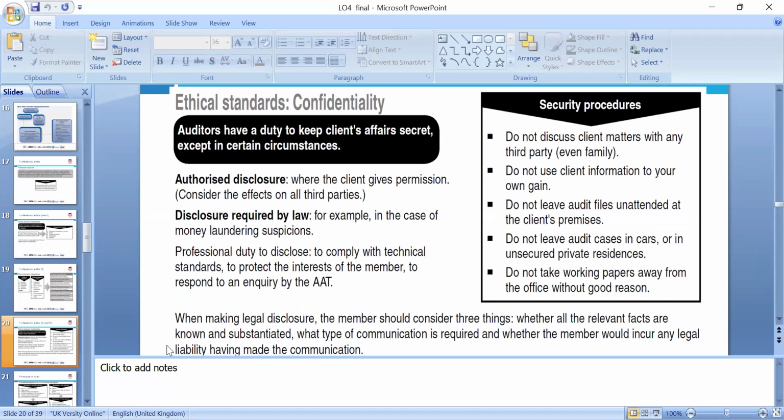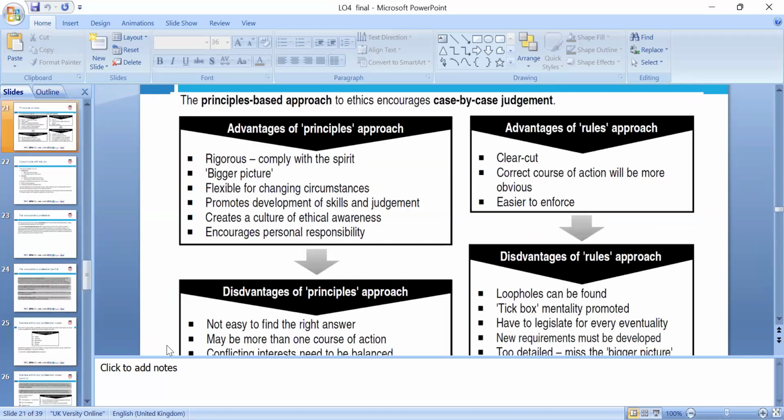We need to look around: don't discuss client matters with any third party, confidentiality. Working papers need to be secure, and there should be a good reason. We need to keep the record. We also have to look at the advantages of a principle-based and a rule-based approach.